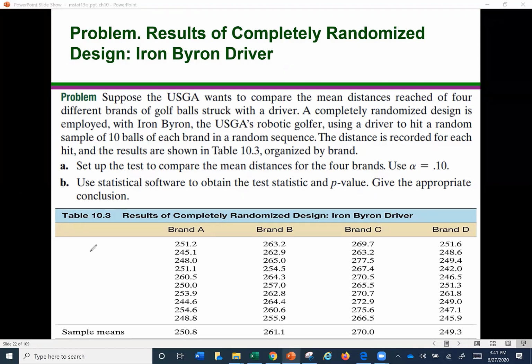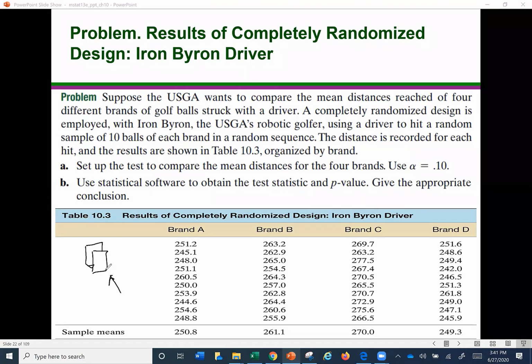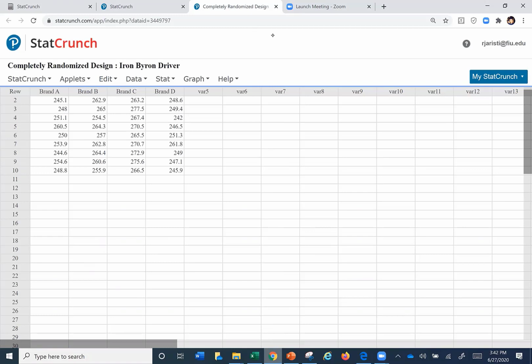You have in MyStatLab this data with a little icon that appears above the data. Then you have to click this icon and you can send the data to Excel and StatCrunch. We have to send the data to both software packages in order to work with this kind of problem. First of all, let's send this data to StatCrunch. And this is my data in StatCrunch.